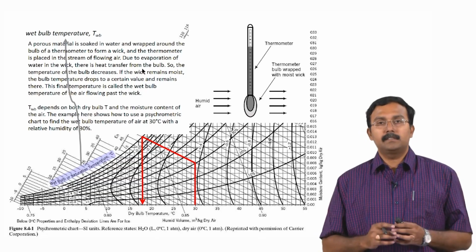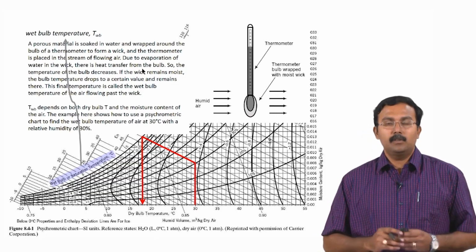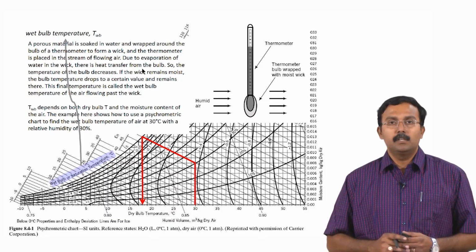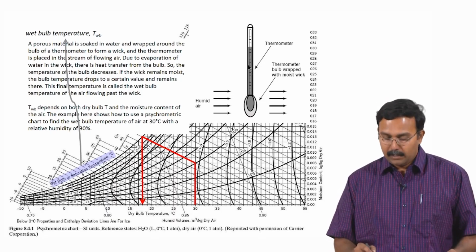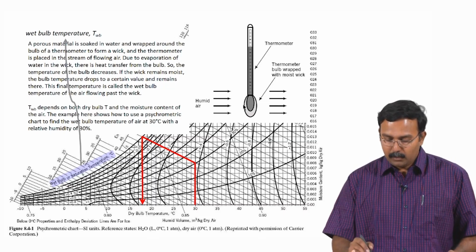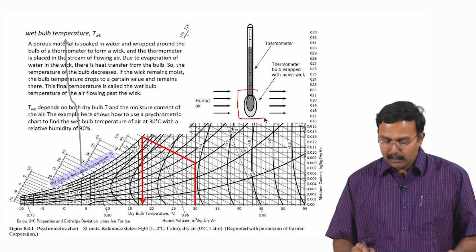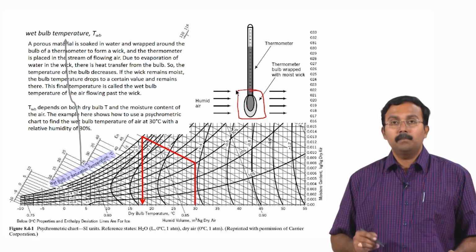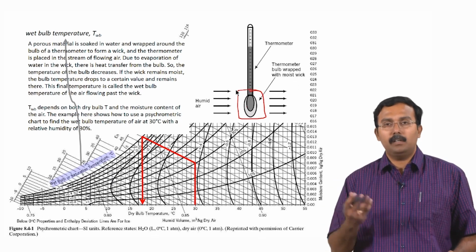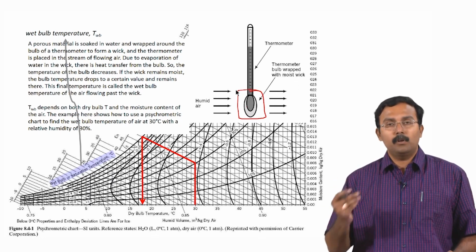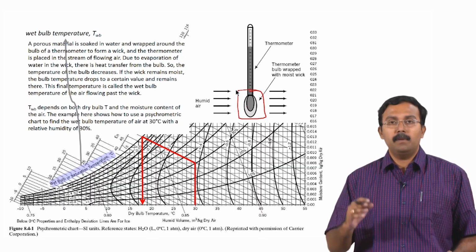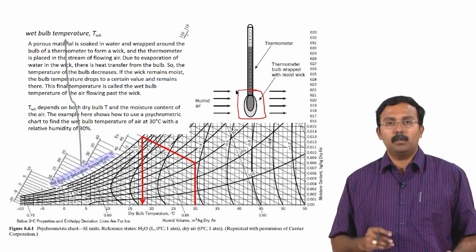I know this definition does not make it very easy to understand, so let me try to explain it in simpler terms. What you have is something like this. You have a thermometer, and this regular thermometer is wrapped with something called a wick. It could be cotton or some cloth which is always going to be moist. So this would have to be maintained moist by adding some water to it.